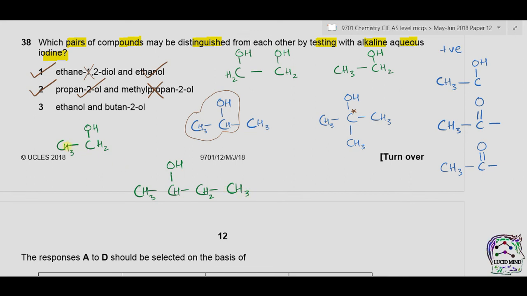As we can see, in ethanol CH3 is attached to the carbon atom having OH, so it will give a positive result with alkaline aqueous iodine. Again in butan-2-ol we can see that CH3 is attached to the carbon atom having OH, so this will also give a positive result with alkaline aqueous iodine. As both will give positive results, we cannot differentiate these two based on this test. As options 1 and 2 are correct, the answer is therefore B.